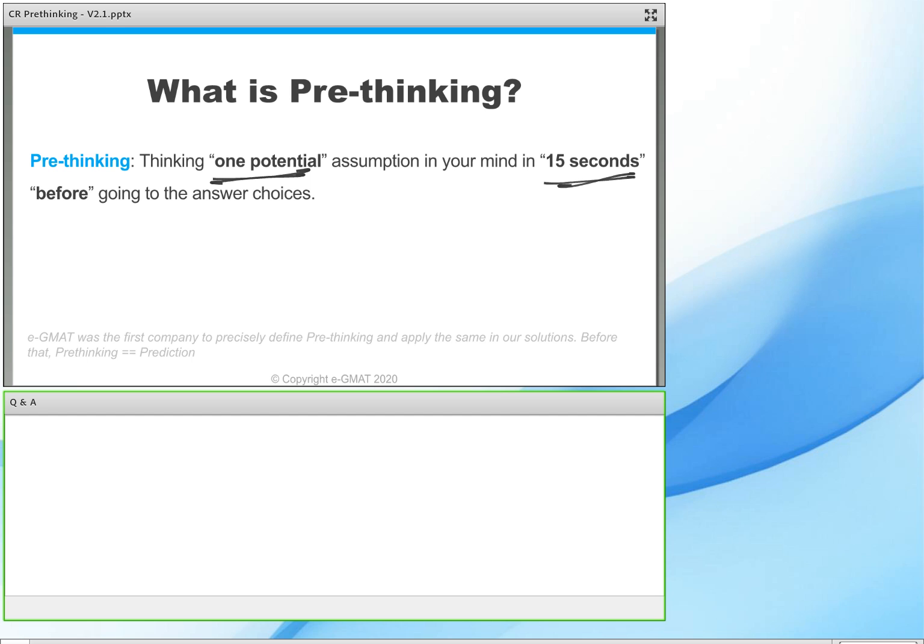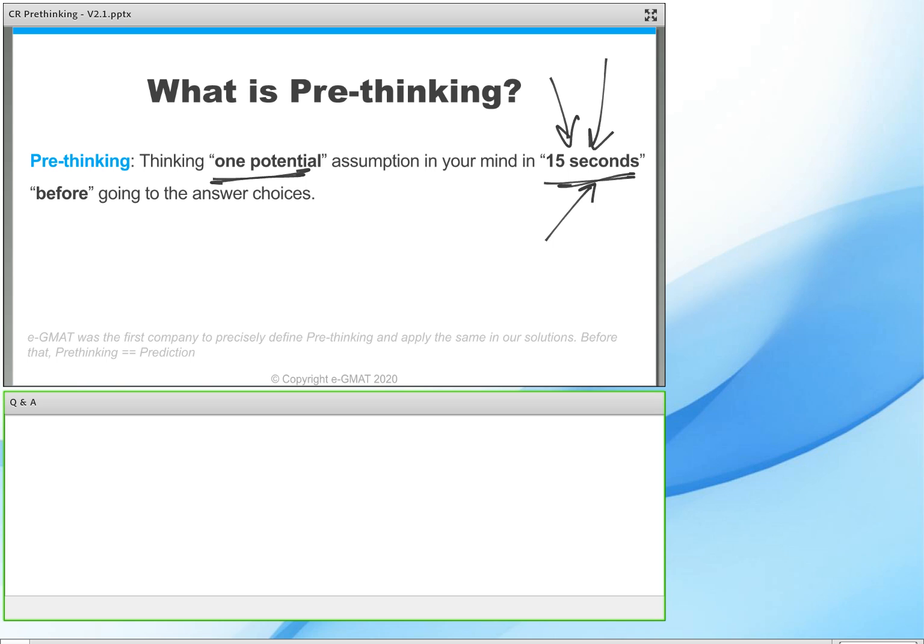A skilled pre-thinker is able to come up with that one potential assumption in about 15 seconds once you've read the argument. Now, today, tomorrow, and even the day after tomorrow, this might take you a minute, and that's okay. You're learning that skill. As you apply pre-thinking on more and more arguments, the time will come down if you're doing it right, and you will observe it every second or third argument or so. Till about the 15th to 20th argument, it will come down to 15 seconds on average. You'll still see an argument that will stump you, but on average, it'll be about 15 seconds.